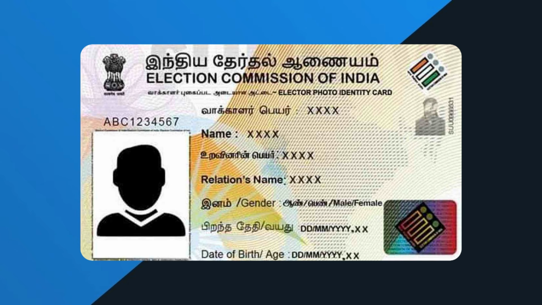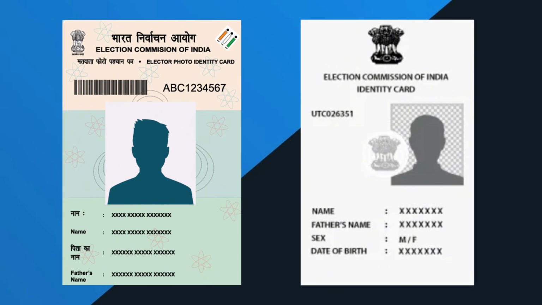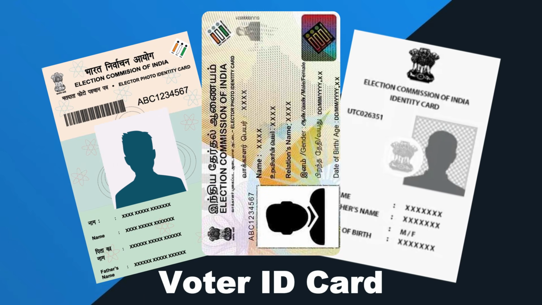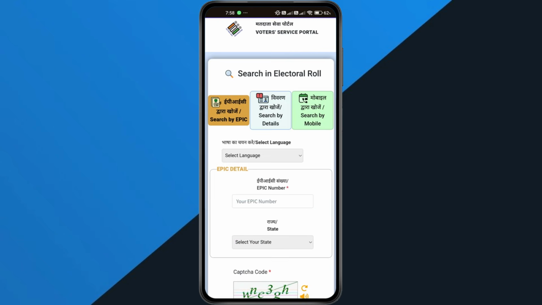That's your EPIC number. If you're using an older voter ID card, it might be printed above your photo on the right side, or sometimes next to the photo. Again, just look for a code made of letters and numbers. That's your EPIC number. Once you find it, you can use it anytime you're checking your voter list, updating details, or filling out any government form.